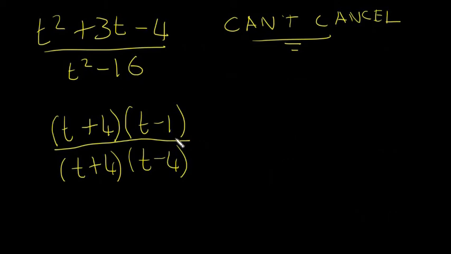Okay, so now you might see something we might be able to cancel. So we're going to cancel this, and I'm going to do it in purple just to show. The t plus 4 is multiplying by the t minus 1, and the t plus 4 is multiplying the t minus 4. So we can cancel the t plus 4 on the top and on the bottom, and now we're left with t minus 1 over t minus 4.